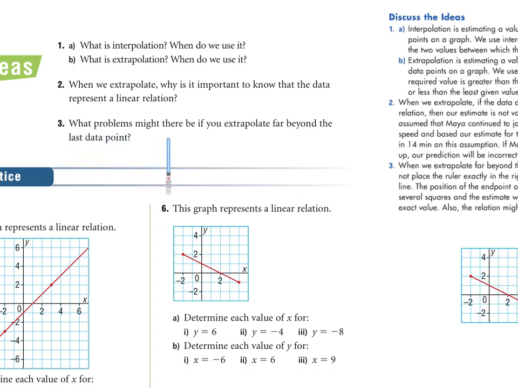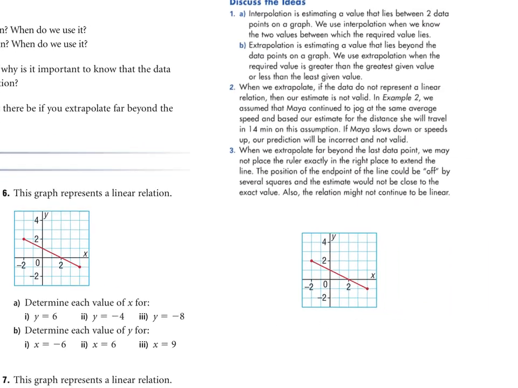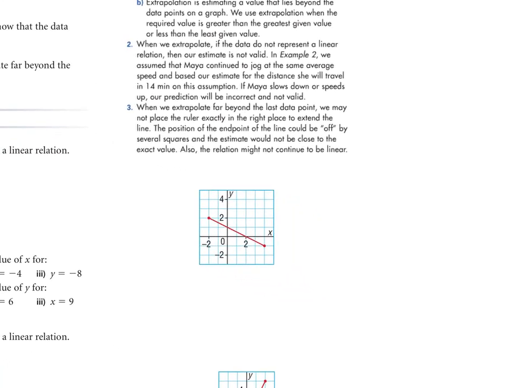What problems might there be if you extrapolate far beyond the last data point? So that means if we are extrapolating far beyond the data that we currently have, what problems can we expect? When we extrapolate far beyond the last data point, we may not place the ruler exactly in the right place to extend the line. The position of the endpoint of the line could be off by several squares, and the estimate would not be close to the exact value. Also, the relation might not continue to be linear. There you go.